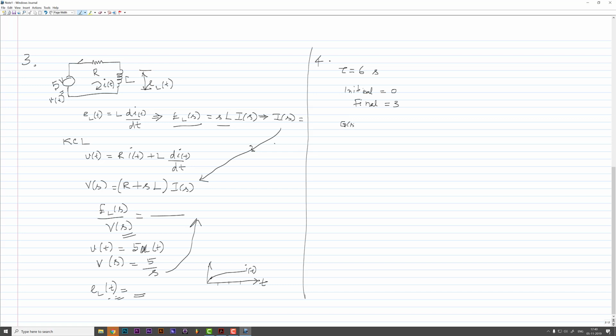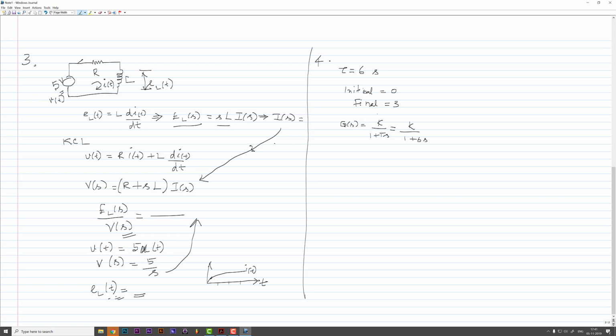So obviously G of s will take a form of K by 1 plus Ts. Okay, so this is the standard first order transfer function. So since T is given as 6, you can immediately write it as K by 1 plus 6s. So the only problem here is to find out the value of K. So you have to use either the initial value or the final value. See, there is only one variable here, so only one data is sufficient. So better use this final value.